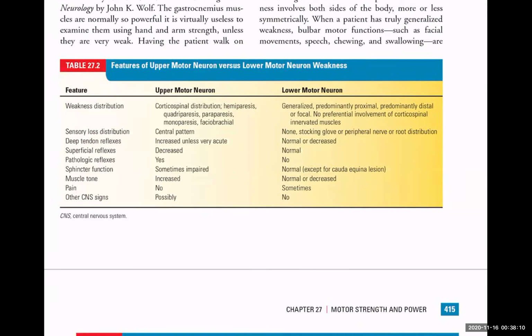So LMN is predominantly either proximal or distal. So that's it. Sensory distribution will more likely be a central pattern. In a UMN, very, very less likely. Whereas in an LMN, always remember in a case of peripheral nerve, it is stocking and glove. Okay, so it is stocking and glove. DTR, it is initially increased. LMN, it can be normal or decreased. Superficial reflexes are decreased or normal. Associated pathological reflexes will be there. Sphincter is usually impaired. Muscle tone is increased. Okay, so pain can be present.